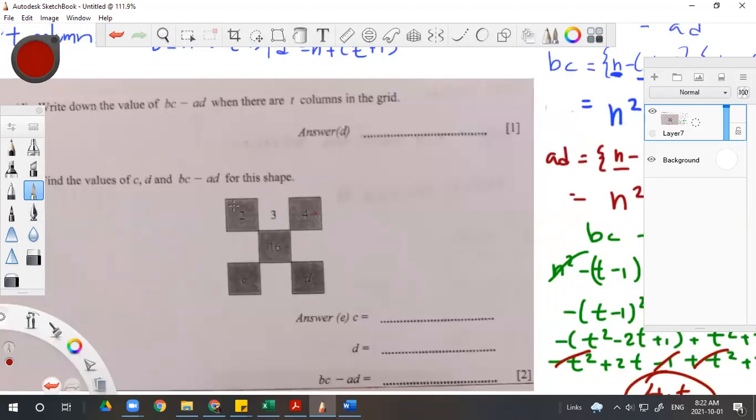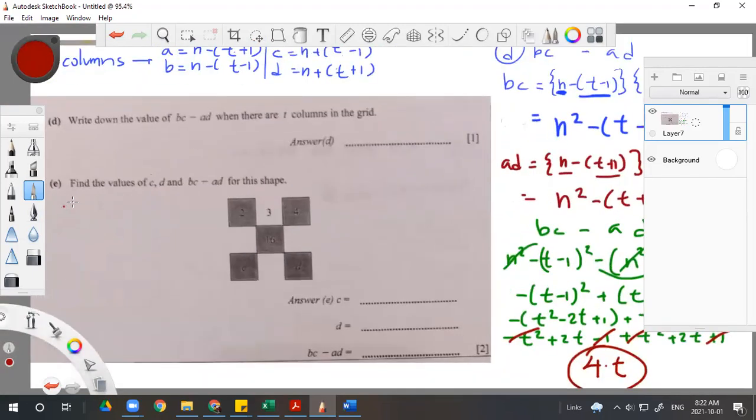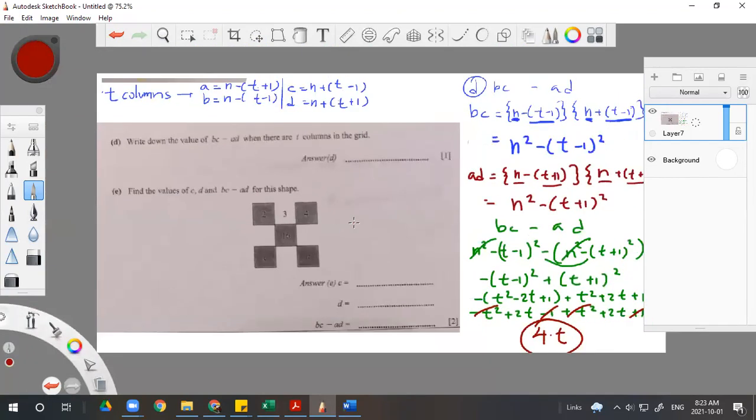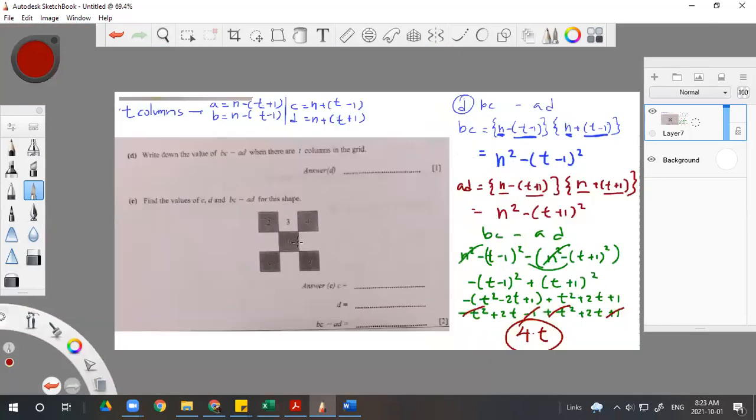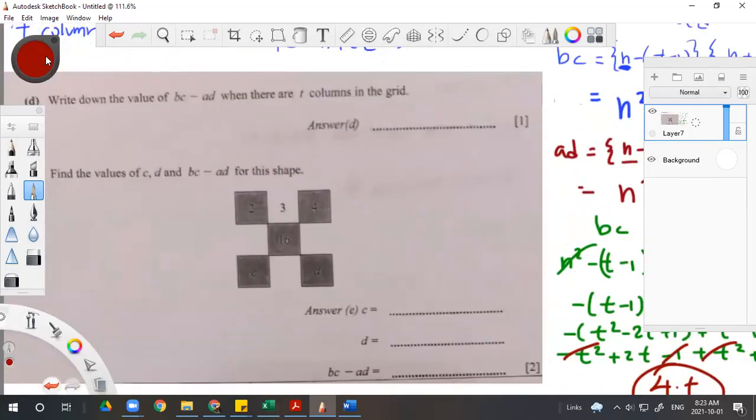Now, write down, find the value of C and BC plus AD, right, BC minus AD of this shape. Let's look directly at this, guys. This is 2, 4. Okay, we put it aside for now. We deal with the harder question. This is further, additional. Look, N is 16, right?